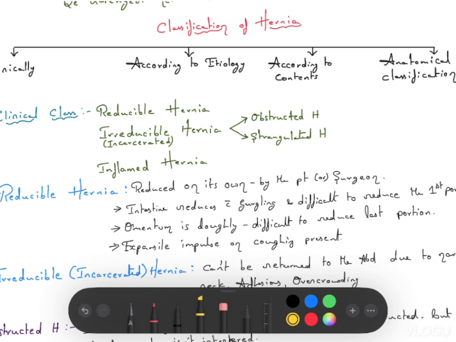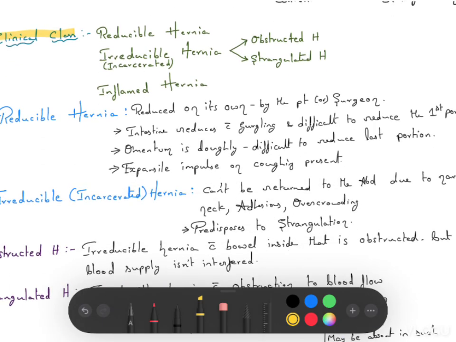Okay, so we have one classification that we can easily remember: classification based on clinical features, according to cause or etiology, according to contents, and anatomical classification. The first one we are seeing here is the clinical classification. In the clinical classification we can see reducible hernia, irreducible hernia and inflamed hernia. So this is the reducibility classification. In clinical classification you can see reducible hernia.